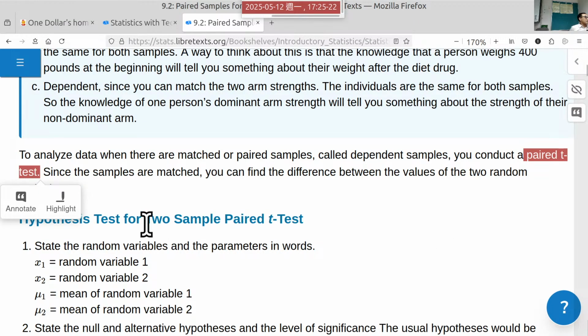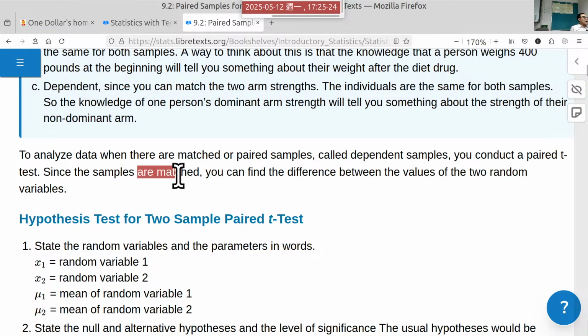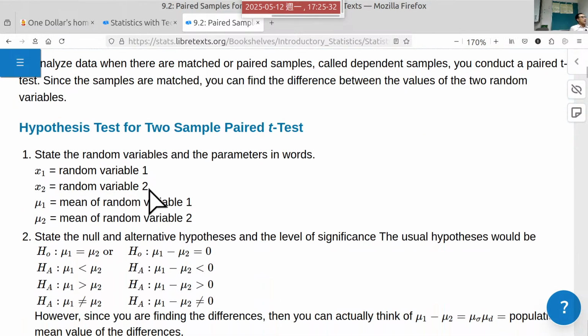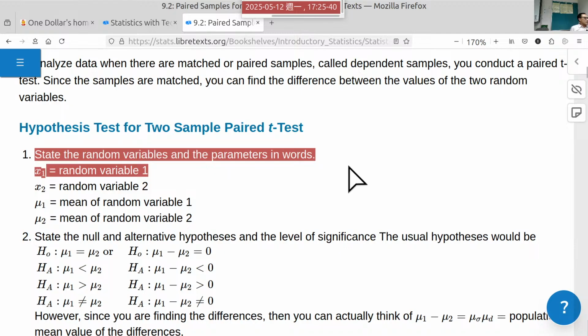Paired t-test. Since the samples are matched, you can find the difference between the values of the two random variables. First one, hypothesis test for two sample paired t-test. First, state the random variables and parameters in words.